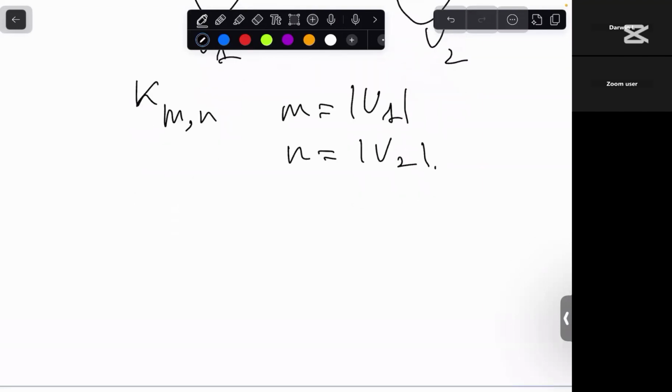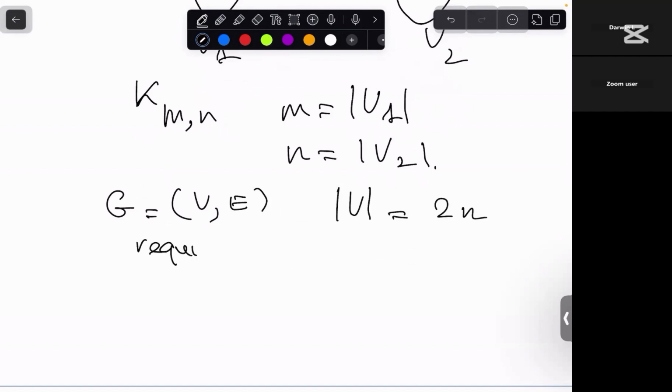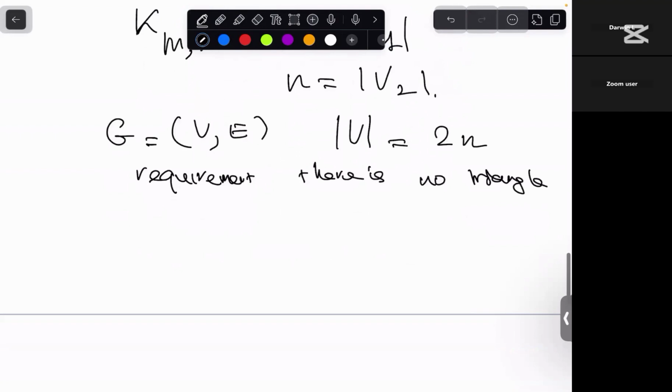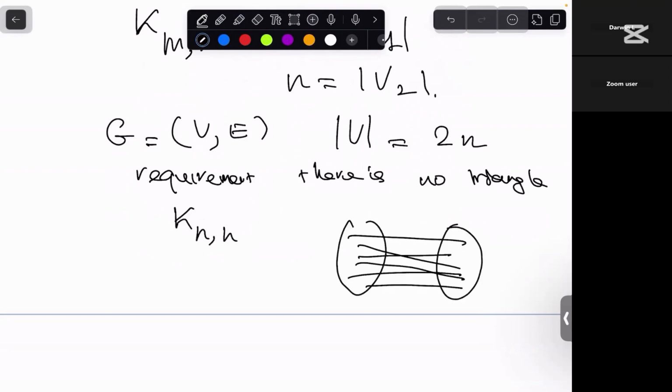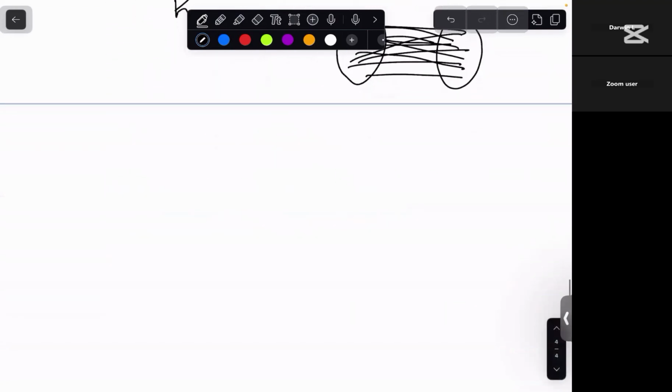Fun fact, if you have a graph such that the number of vertices is 2n and the requirement is that there is no triangle, then the best number of edges that you can have will be the number of edges in Kn,n. As you can see, visualized here, every edge across them will be connected and there will be no triangle. All right, back to our stuff.